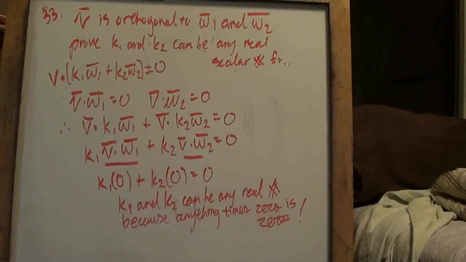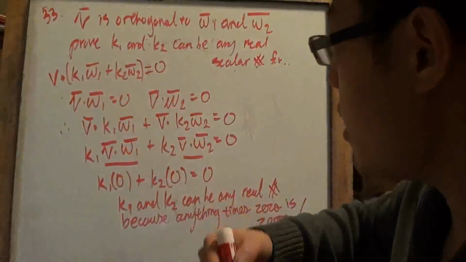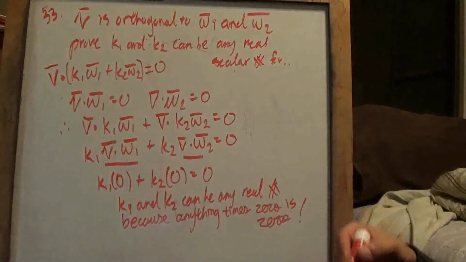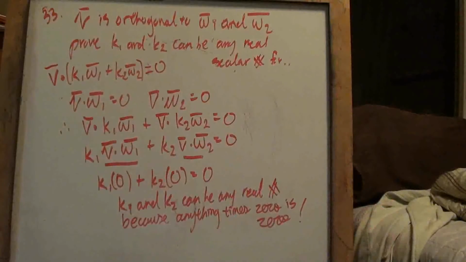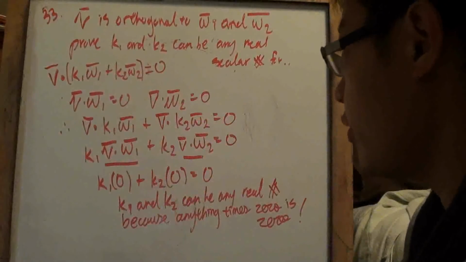Okay, so this is question 33. Basically they say the vector v is orthogonal to vector w1 and vector w2. So we need to prove that for k1 and k2 any real scalars, this whole expression is orthogonal to v, which is why it equals 0. So we need to prove why. How do we do it?